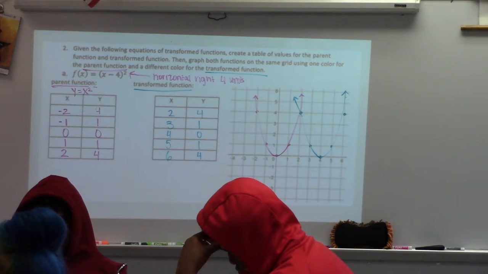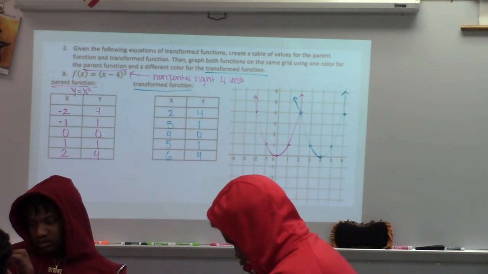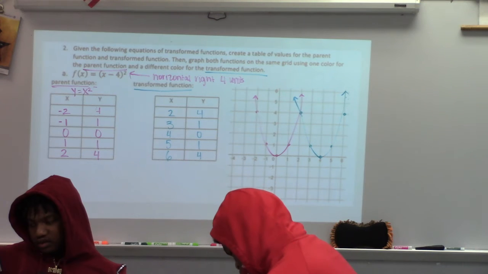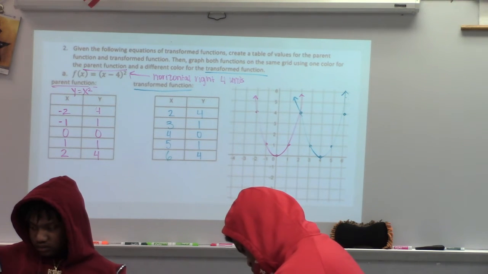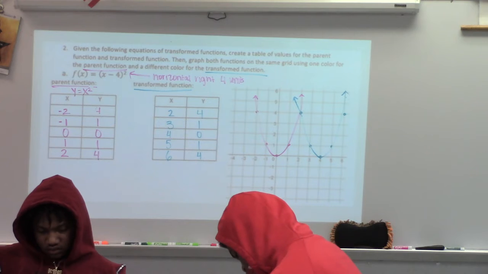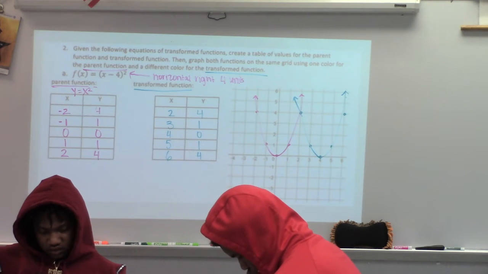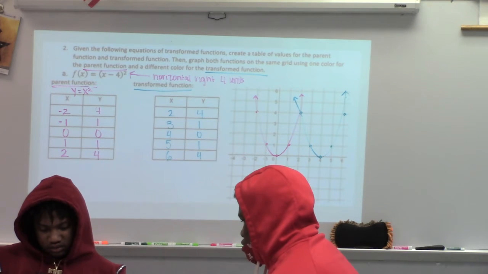I get irritated. Wait, okay, so your basic cubic looks like this, creating this kind of shape on the graph. Do you have those points plotted? We started. So where's your parent function? Can you connect the ones for your parent function first?